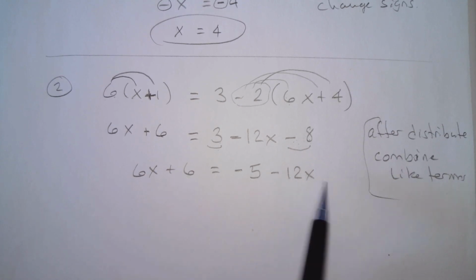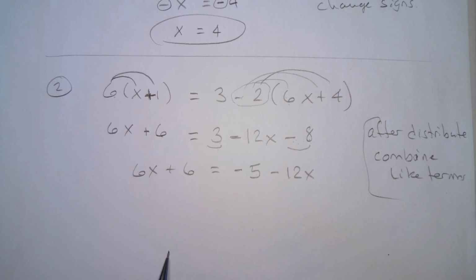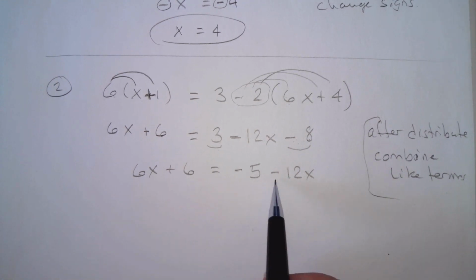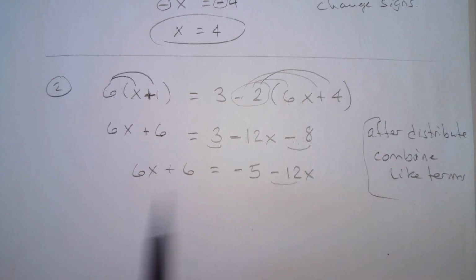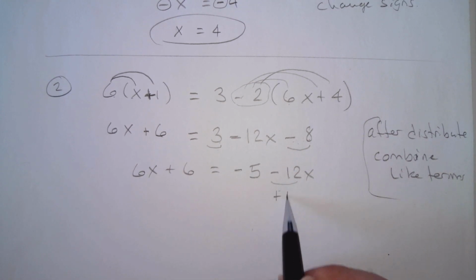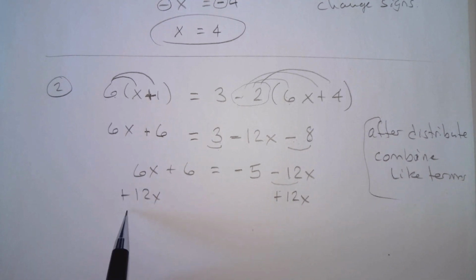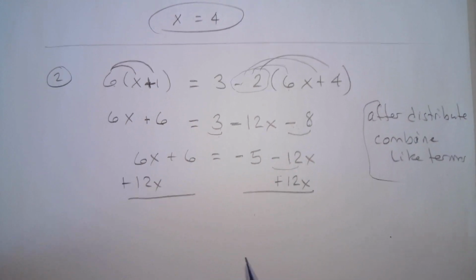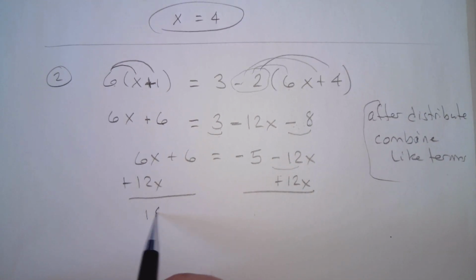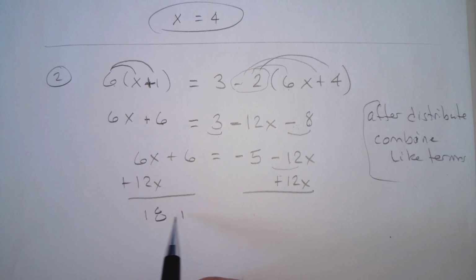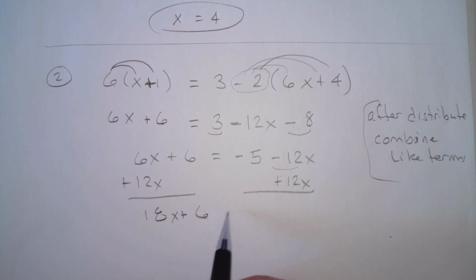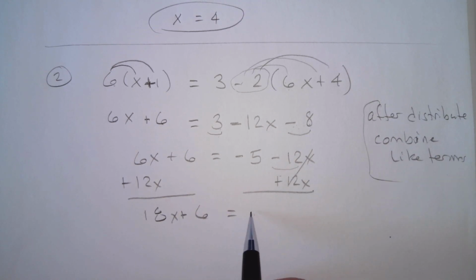Now we're solving for x. We have x's on both sides. Remember, always move the smaller x to the larger x. Move the x's first. We have 6 and a negative 12. Negative 12 is smaller. So we have to add 12x to both sides. 6 plus 12 is 18. 18x plus 6 equals negative 5.